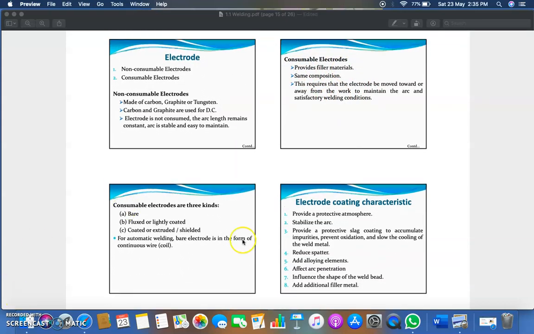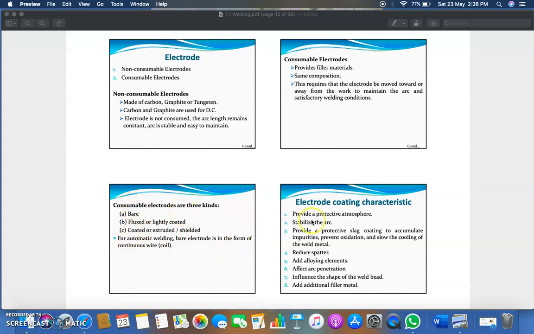Now consumable electrodes are of three types: wire consumable electrodes, fluxed or lightly coated consumable electrodes, and coated or extruded consumable electrodes. Okay, for automatic welding, wire electrodes are in the form of continuous wire or coil. For automatic welding, you have to use wire consumable electrodes.